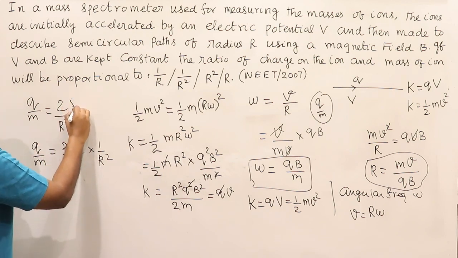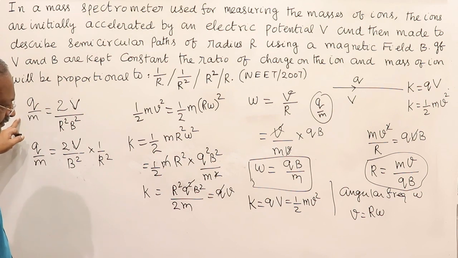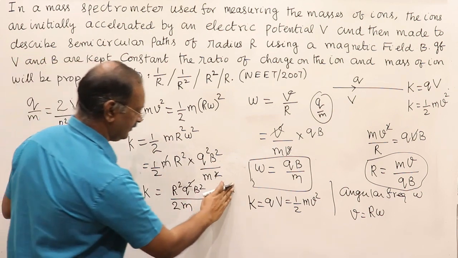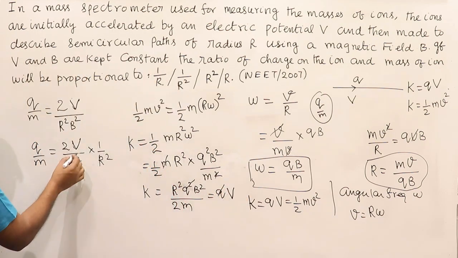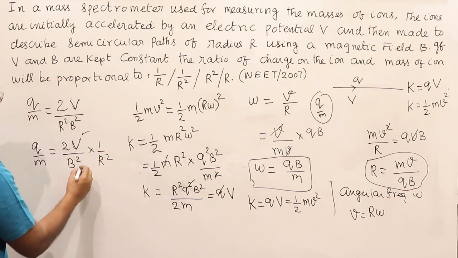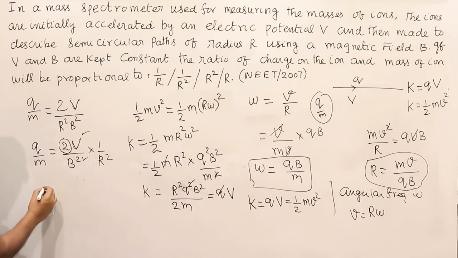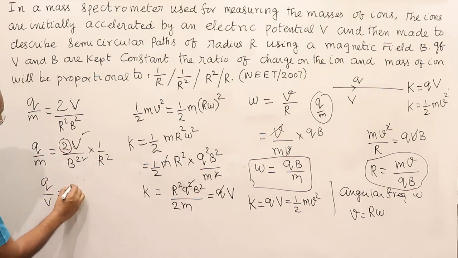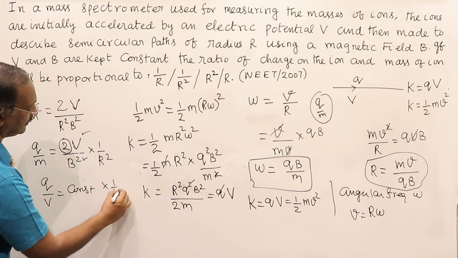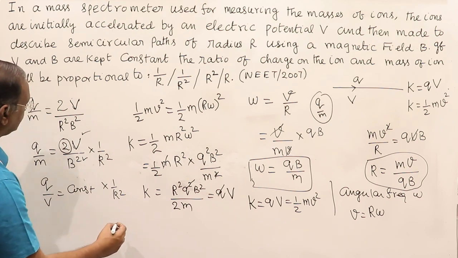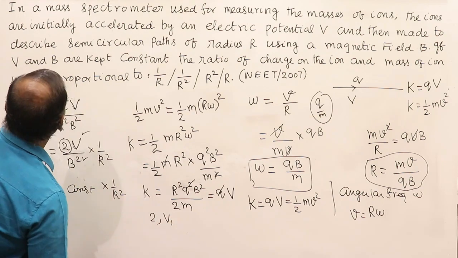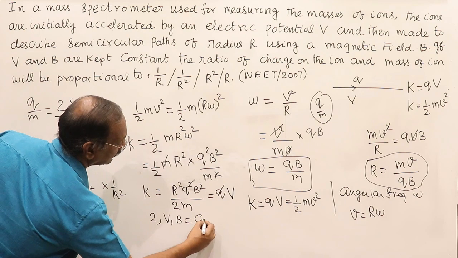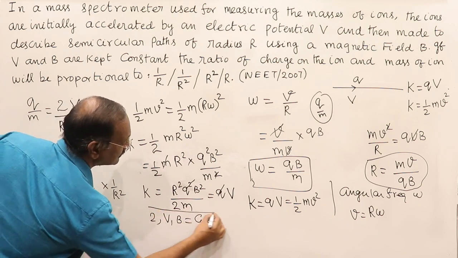Potential difference. Q by M is equal to Q into V, the potential difference. So V and B are kept constant. This is kept constant, this is a constant. So Q by V is equal to a constant, where the constant is into 1 by R square, because the potential difference and B are constant. It is given.